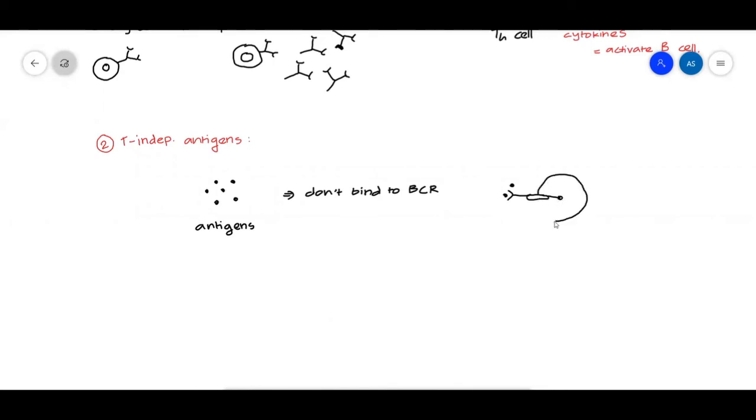This is just an example, not a very accurate representation of the actual receptor. What I mean is this is a B cell receptor and this is another category of receptors. So these antigens are not going to bind to the B cell receptor, rather they're going to bind to other receptors that can be found in the B cell, and that's for T-independent antigens.